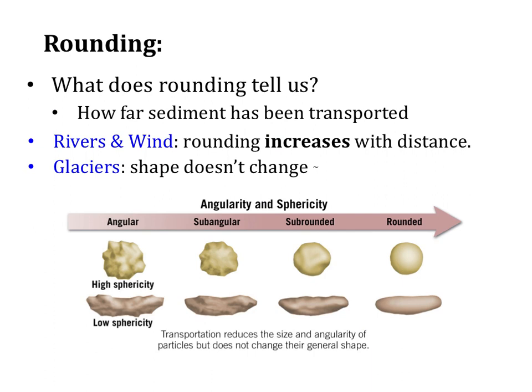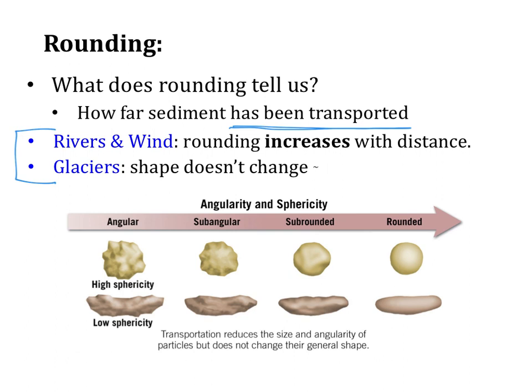So the next characteristic was rounding. This is also telling us something about transportation, because again, when the little pieces get knocked up against each other and the bedrock, they tend to break off all the sharp corners, and that's how they become rounded. Same issue here with glaciers. Since they're frozen in the ice, the pieces don't change shape.